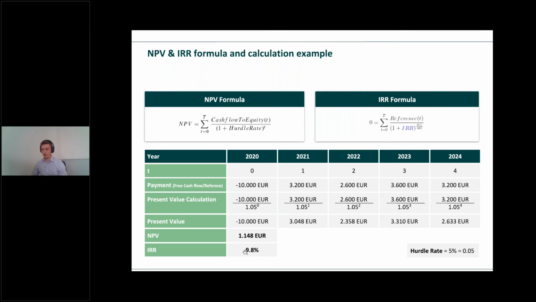So here we can see we have an IRR of 9.8%. How is it calculated? So basically we set the NPV formula to 0, and we look which IRR, so which hurdle rate or internal rate of return, results in this formula, which means at the beginning we invest 10,000 euros and the internal rate of return would then be 9.8%. So this would be the interest rate which sums up to an NPV of 0. So this is about the 2 most important KPIs.